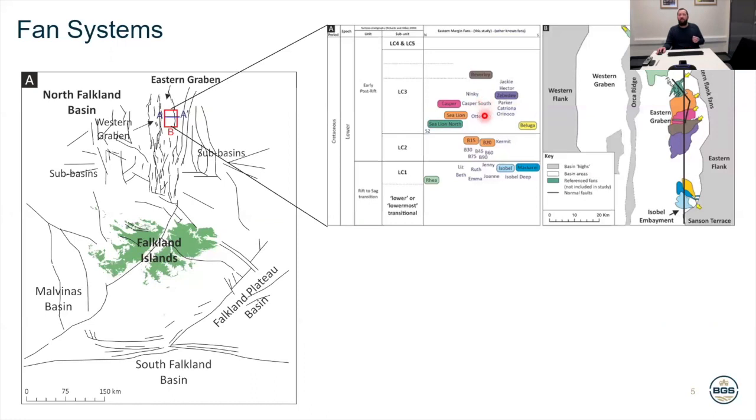And the key ones that I'm going to talk to you about today are the Sea Line fan, the Casper fan, the Zebedee fan, and the Beverley fan. They're all early post-rift deposited in the LC3 unit. And the Sea Line is much older than the Beverley fan. This does show relative age relationships in space.